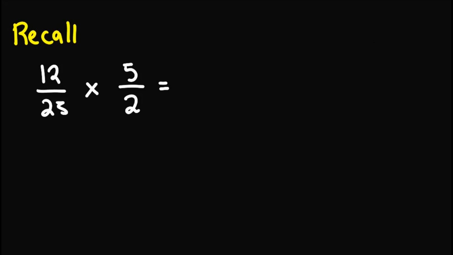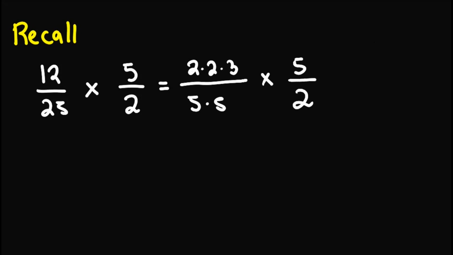So 12 can be written as 2 times 2 times 3, all over 25 can be written as 5 times 5 times 5 over 2. From here, we can cancel out a 2 here and a 5 here. So we are left with 2 times 3 over 5, or simply 6 over 5. So that is how we multiply fractions.